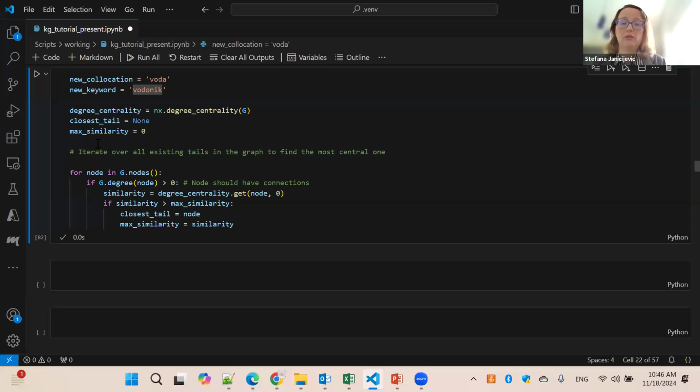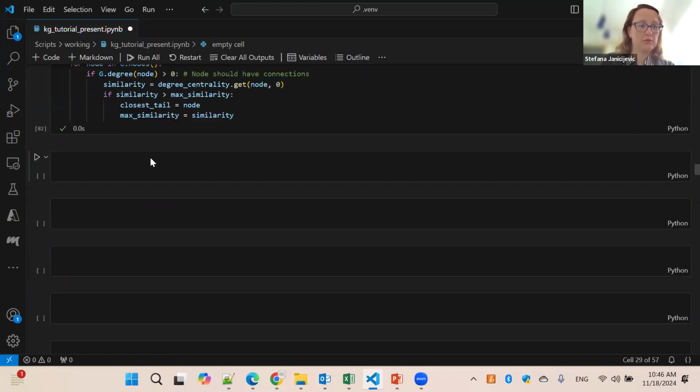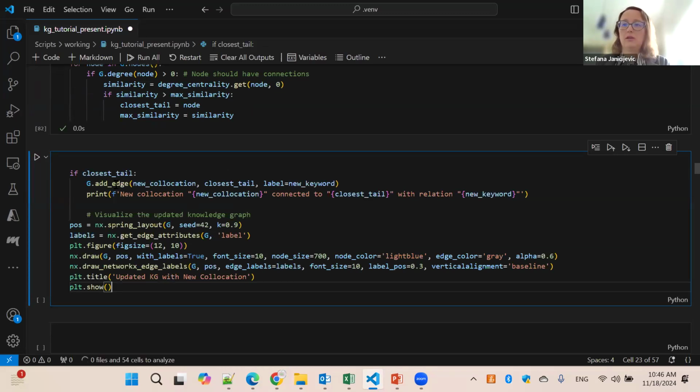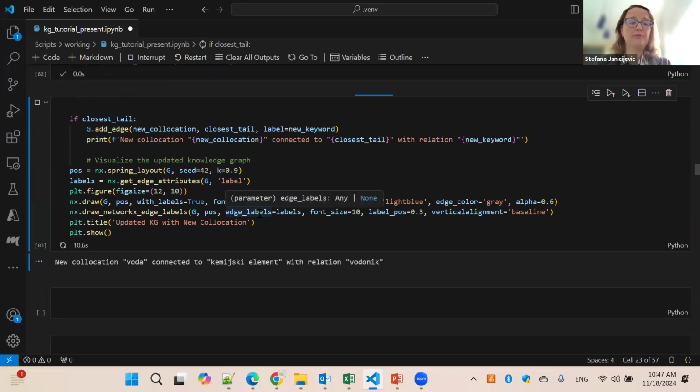If a node is not found in the degree, it will return 0. And when we find the closest tail, we want to visualize it and find a new collocation with a new keyword that has some existing relation. So now it's running because we are also drawing this. We have a figure, I mean, a chart.